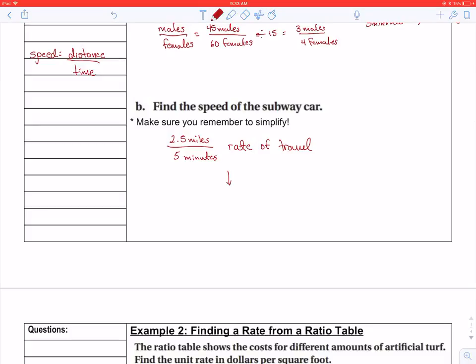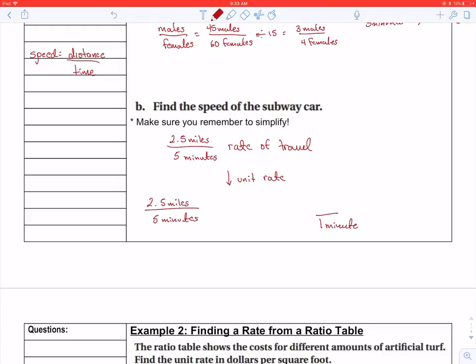We're going to want to turn that into a unit rate, because that way it'll tell us how many miles it's traveling every 1 minute. And so how do I turn 2.5 miles over 5 minutes into a unit rate? That means that my bottom number is going to be just 1 minute. How am I going to do that? Sorry for my crappy writing.